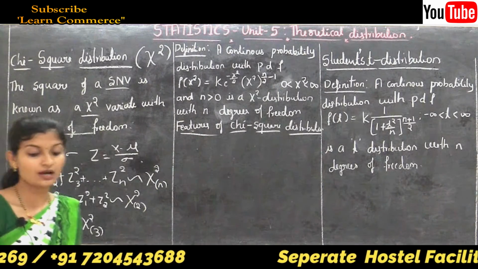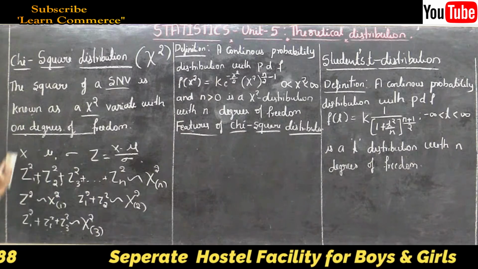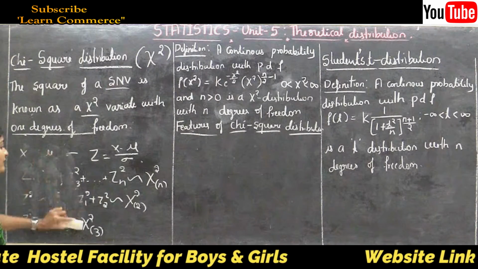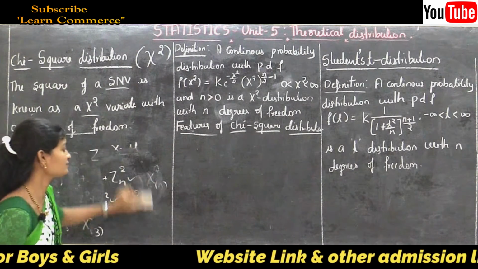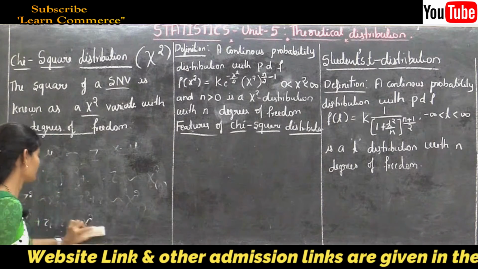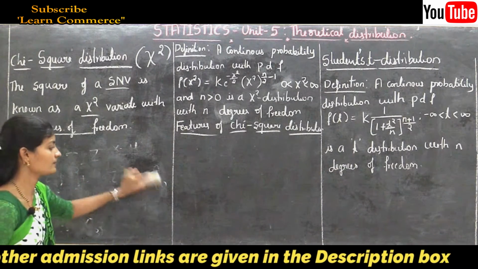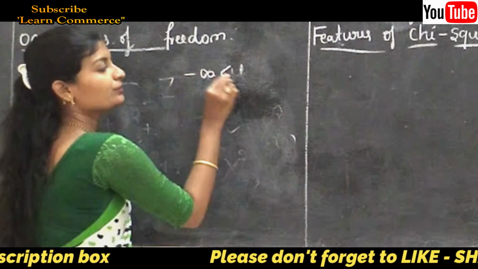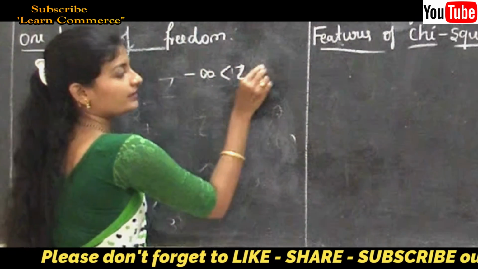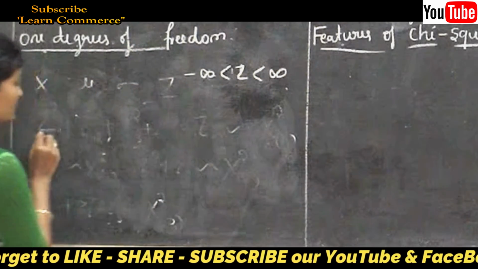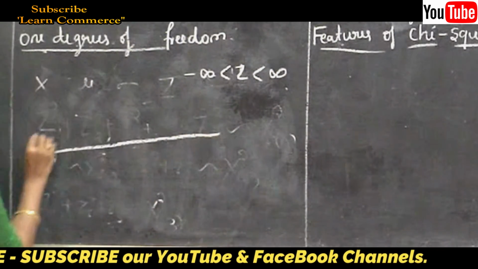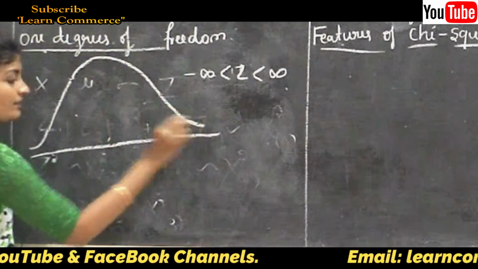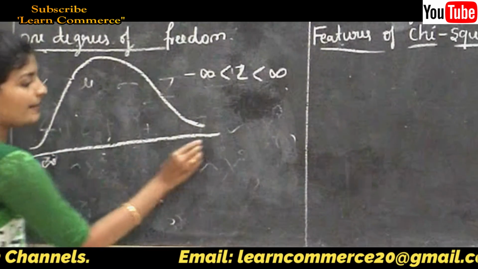Now in a standard normal distribution, we know the range of standard normal distribution is minus infinity to plus infinity. The normal curve is like this, bell shaped, and the range is minus infinity to plus infinity.